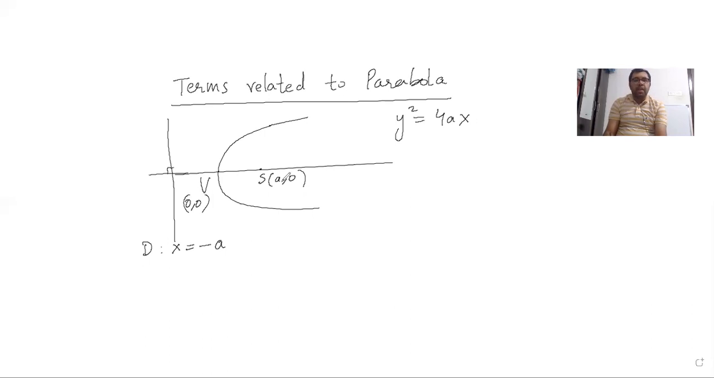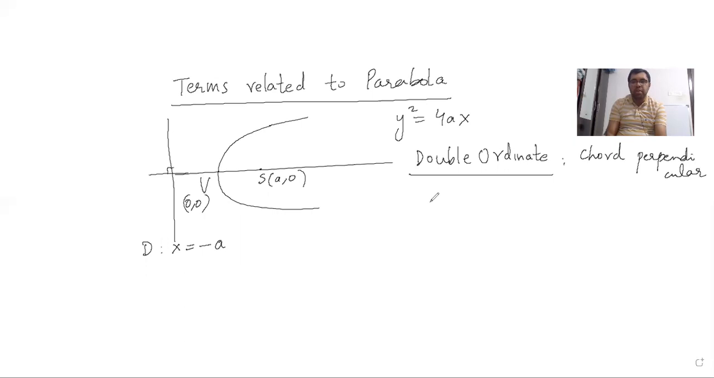Okay, now let's talk about the term double ordinate. So double ordinate is defined as the chord of the parabola which is perpendicular to the axis of the parabola, like this.